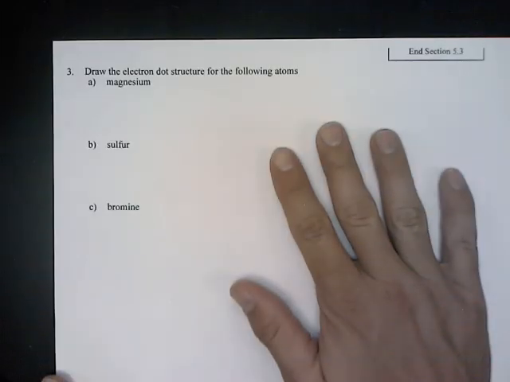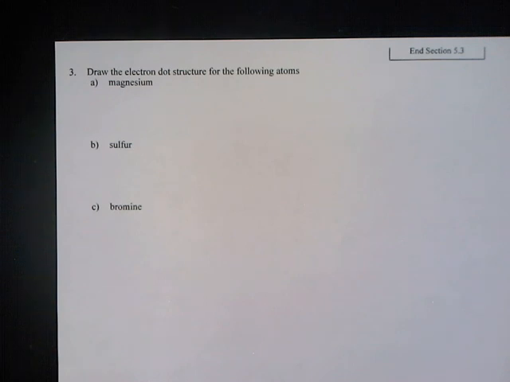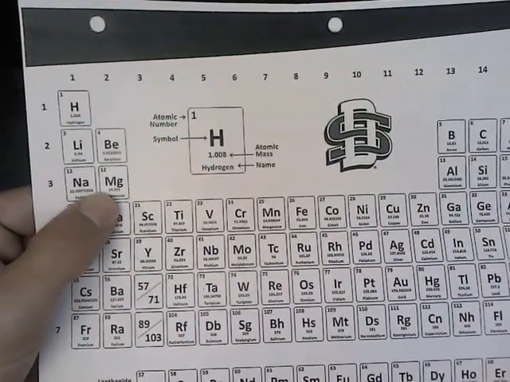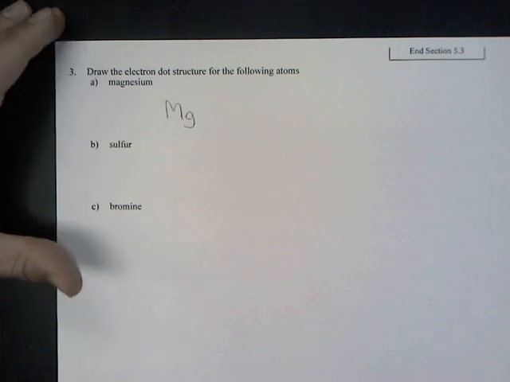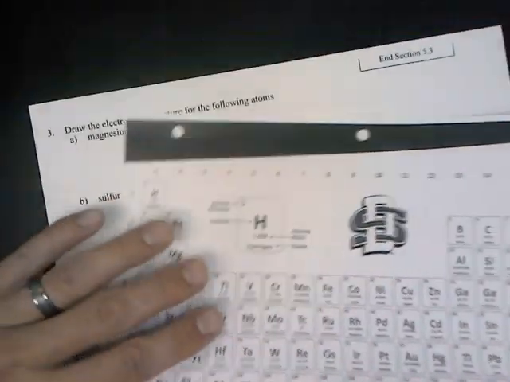Our examples here are: draw the electron dot structures for the following atoms. We start out with magnesium. The first thing you do is find the symbol. The symbol for magnesium is Mg, so you write down Mg. Now, you may be thinking, do I have to go through all of the electron configuration to find the valence electrons? The answer to that is no. I'm going to show you a shortcut here.